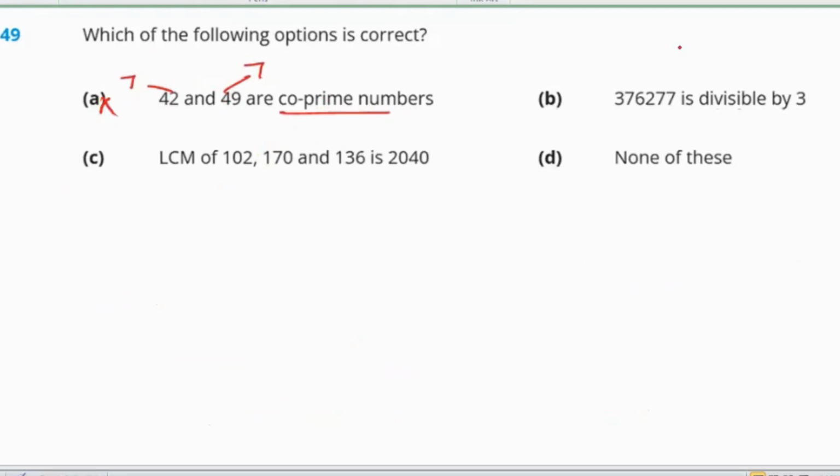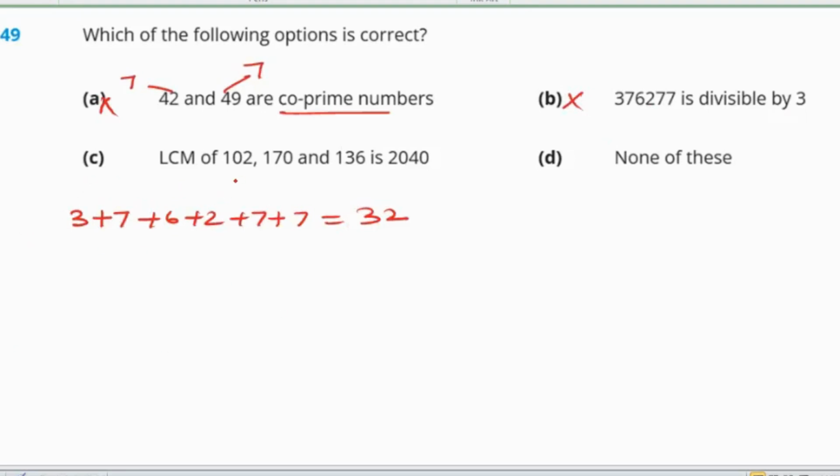Option B is saying that 376277 is divisible by 3. Let's apply the divisibility rule. 3 plus 7 plus 6 plus 2 plus 7 plus 7. So in total we are getting 32, and 32 is not divisible by 3. So that is also not correct.